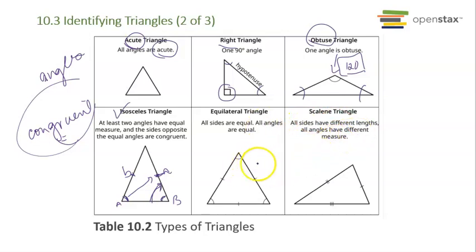Now in this one, all of the sides have the same number of tick marks. So that means they're all the same. All the sides are the same, which means all the angles are the same. And if all the sides are the same, that's an equilateral triangle.